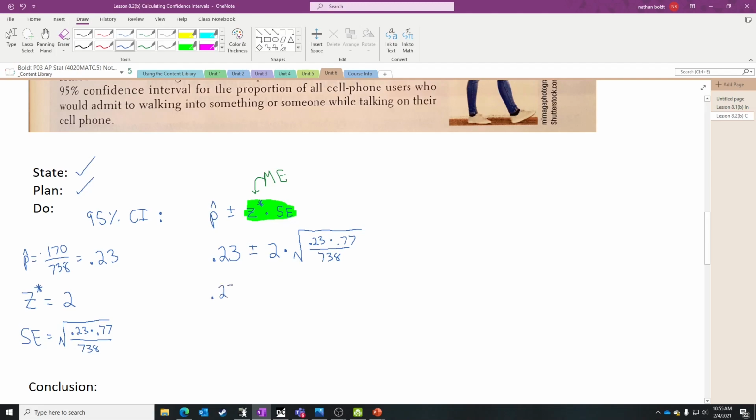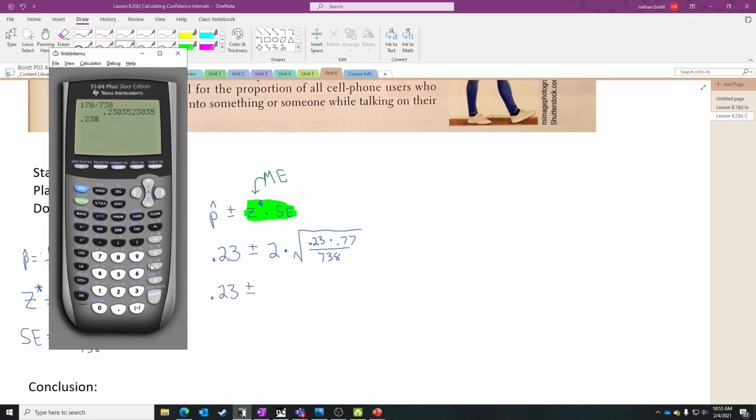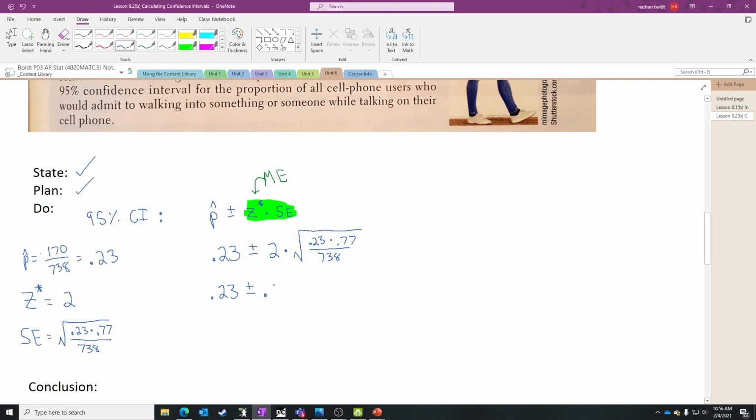I might do a couple of steps here, but it's kind of up to you how many steps you want to break this down into. Just be careful with the order of operations, all right? So I'm going to do 0.23 times 0.77 divided by the sample size, 738. Then I have to square root that number. Then I have to multiply that number times 2. So this is my margin of error, 0.031. I just did that whole thing on the calculator. Be careful with order of operations, just to make sure you don't make a mistake.